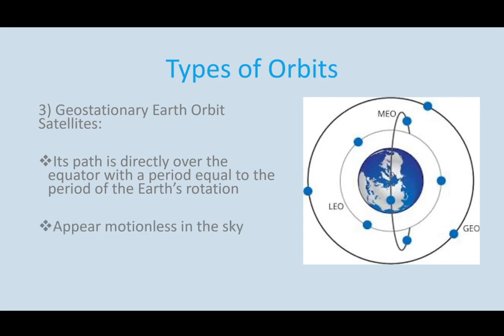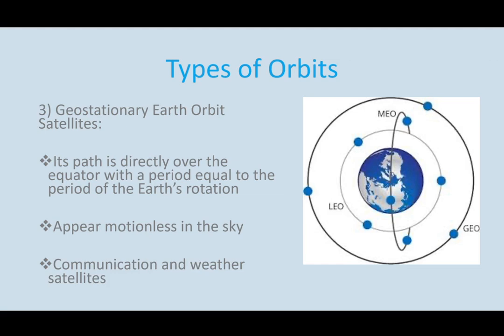So they would almost look motionless in the sky because they are rotating just as fast as we are on Earth. All the other objects, you might be able to see satellites moving in the sky. You can see the space station moving if you have a powerful enough telescope or it's clear enough. But you can tell that those are moving. The geostationary Earth orbit satellites would appear motionless even if you did see them. These are things such as communication and weather satellites.